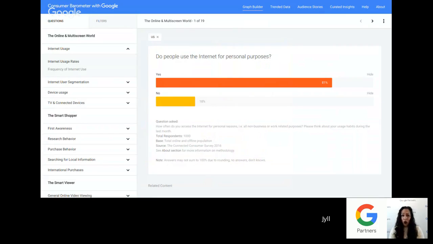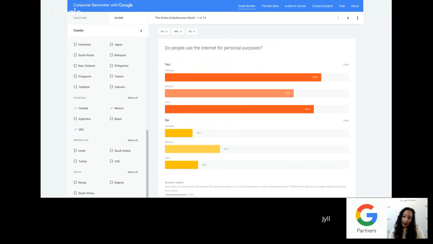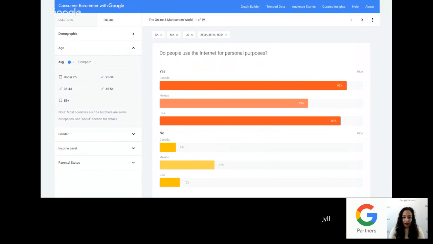So when you first click on it, a whole bunch of stuff comes up. We're going to start in the top left corner with filters. You can filter by country, by demographic, like gender or age, by internet usage. So we're going to start by looking at Canada, Mexico, and the US. And then we're going to filter by demographic for people aged 25 to 54. You'll notice there's a toggle there for average or compare. Average is going to put people in those age groups all together. If we wanted to compare age groups, we would keep them separate. But since I want to know for everyone 25 to 54, I'm going to use the average.